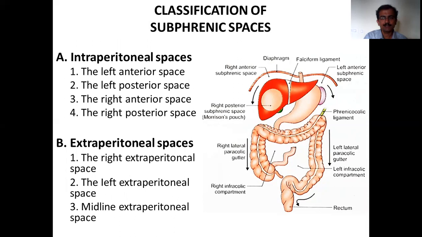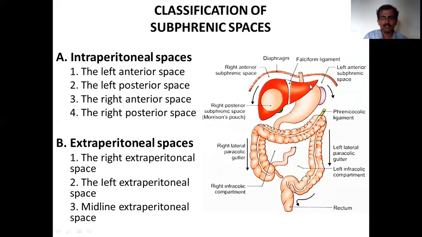We'll classify the subphrenic spaces here as intraperitoneal spaces and extraperitoneal spaces. Intra means inside, extra means outside. Inside the peritoneal cavity, those are called intraperitoneal spaces, and outside the peritoneal cavity, those are called extraperitoneal spaces. These intraperitoneal spaces are further divided into four spaces, two on the right and two on the left. On each side there are two spaces: one is anterior, one is posterior.